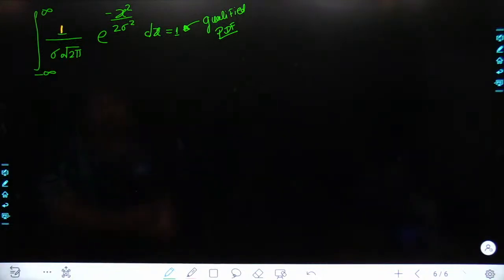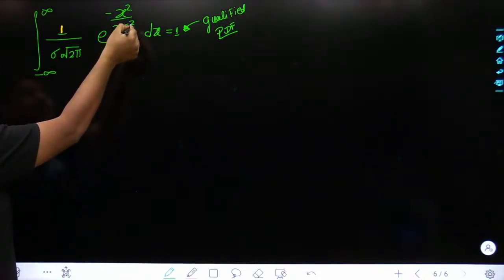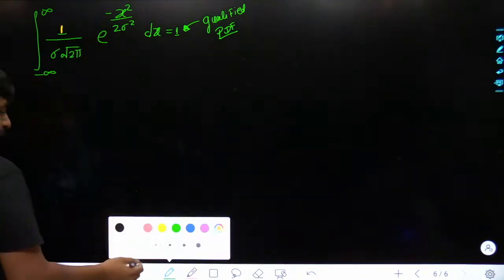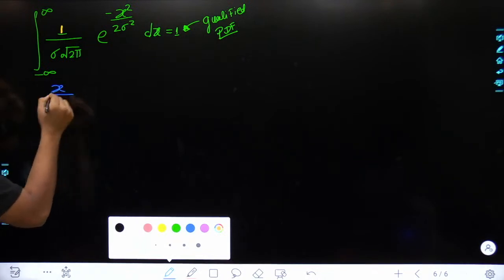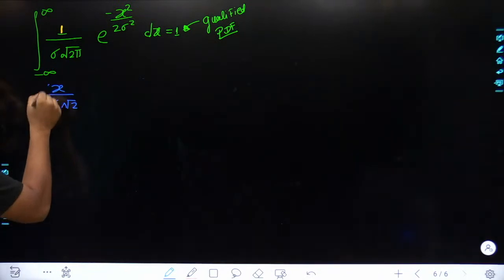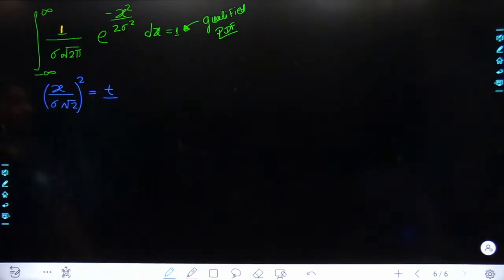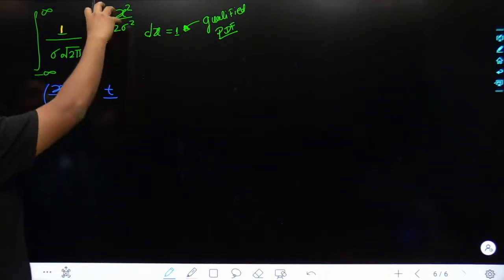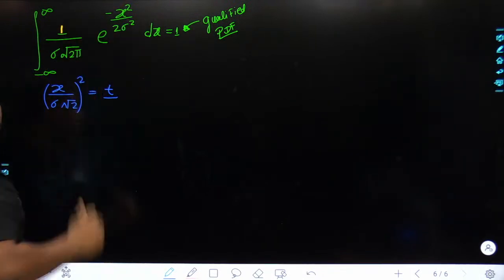How will you find it? Again, I would take x square divided by 2 sigma square as t, and then we would go ahead. So what I did over here, I have taken x square divided by sigma squared times 2 as t. Agreed?